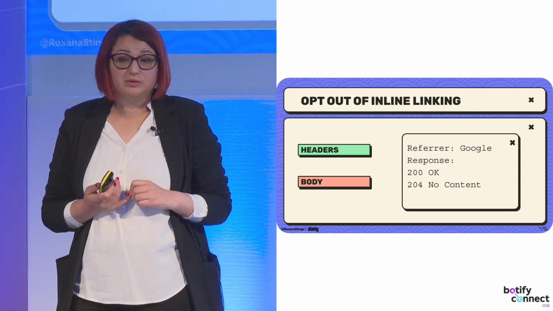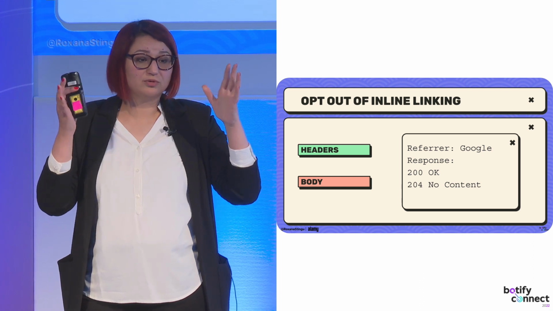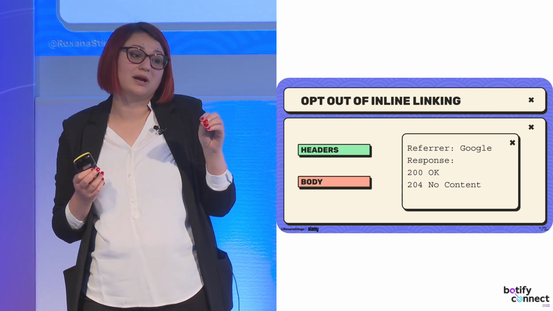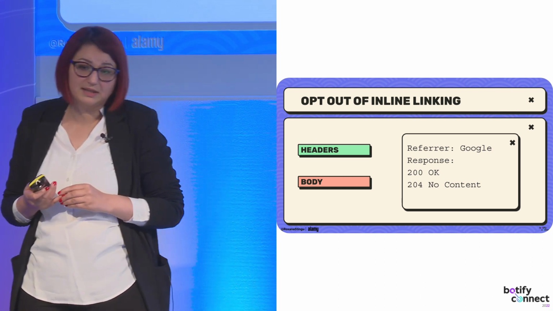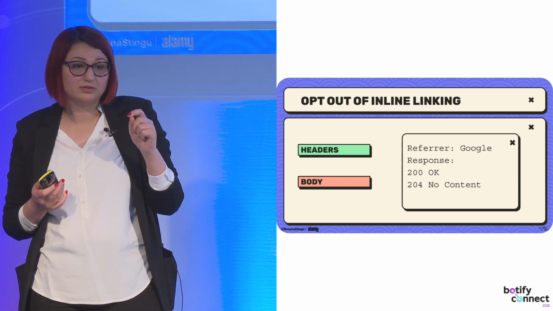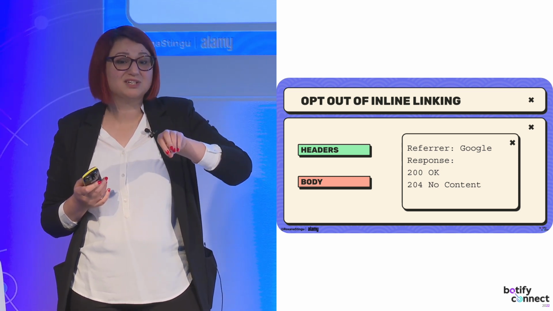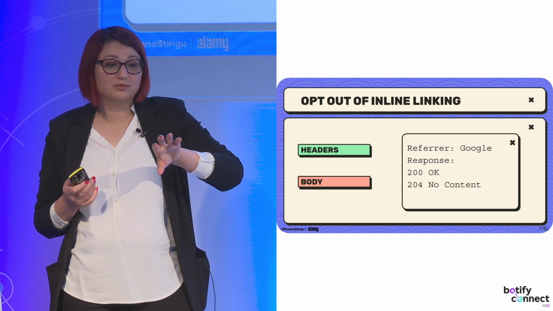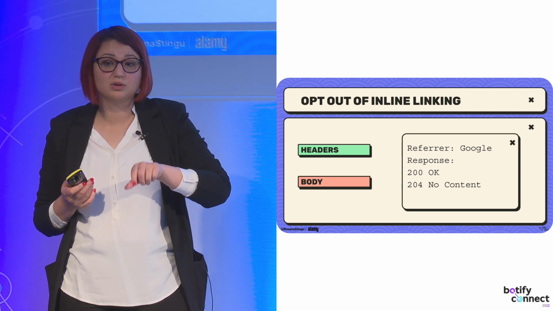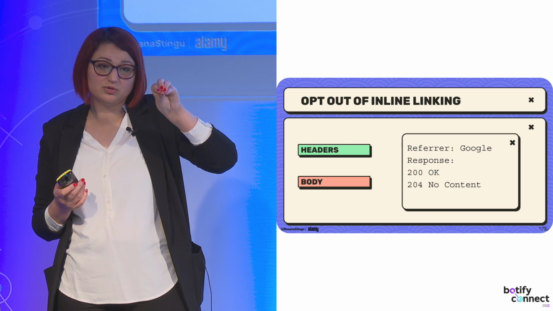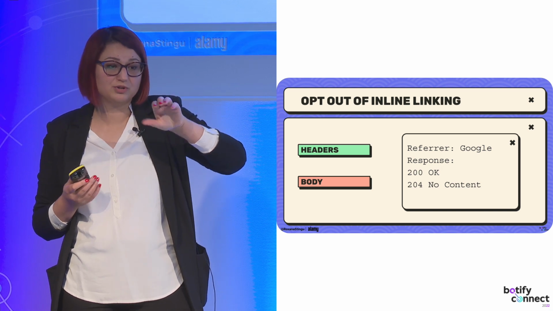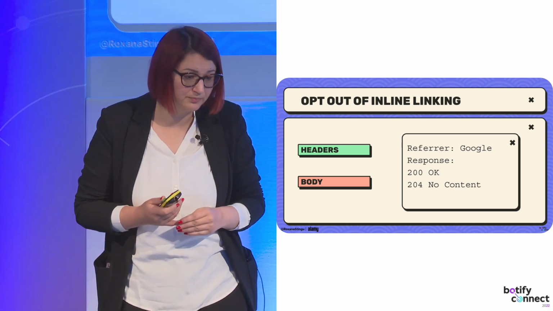Now, if you don't want your images to show in full size in Google, but you still want to rank for them, you can opt out of inline linking. You send Google a 200 OK response in the headers, but you don't actually set the body. So you give Google the response but not the image, so Google will just put a small thumbnail against your search result, and that will show in search, but the full quality image won't.